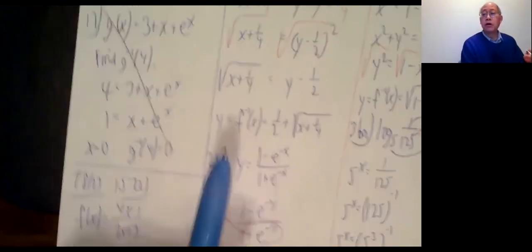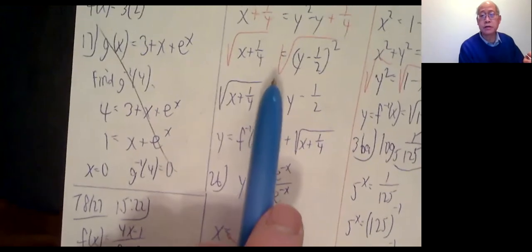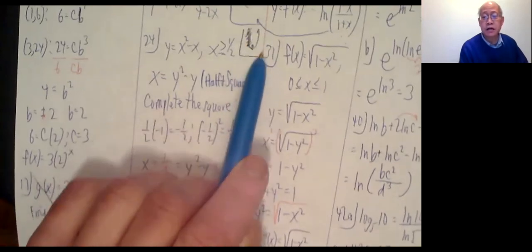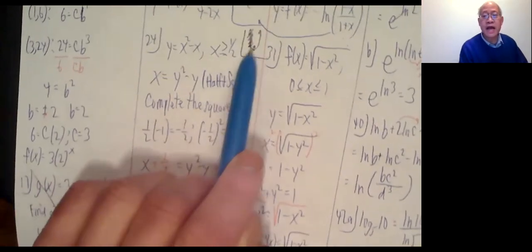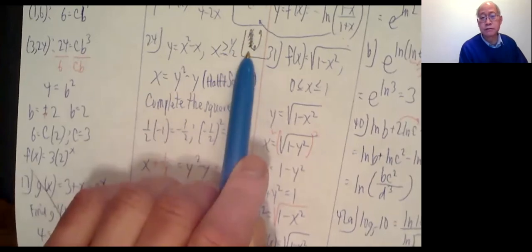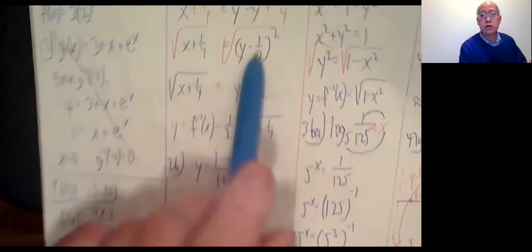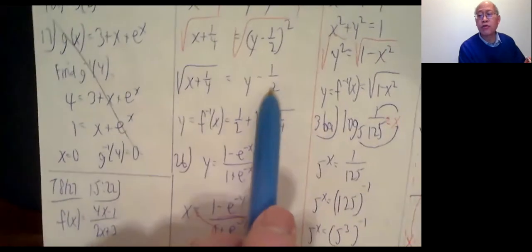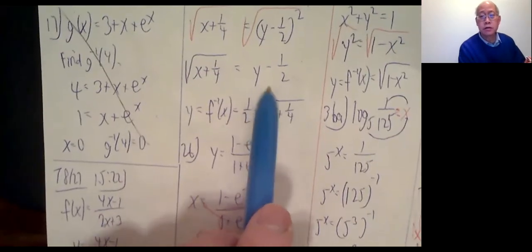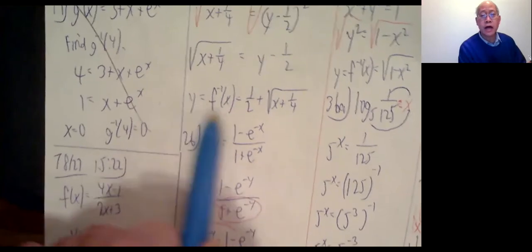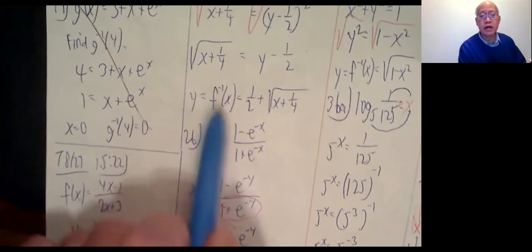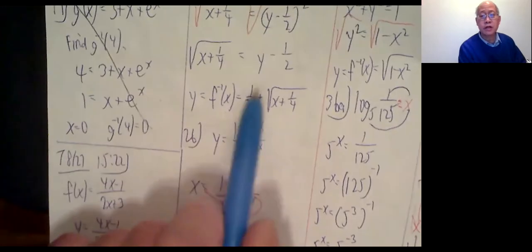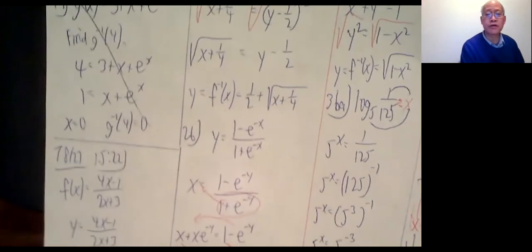Now, ordinarily you would have to say plus or minus, but not here. The plus is the right side of the parabola, which is what we have. The negative would be the left side of the parabola. Since we're doing the right side of the parabola, I don't have to do plus or minus. So that just becomes y minus a half. Then I have this thing. Finally, you add 1/2 to both sides. So f inverse of x, f to the -1 of x, is 1/2 plus the square root of x plus 1/4. And that's the final answer for that one.